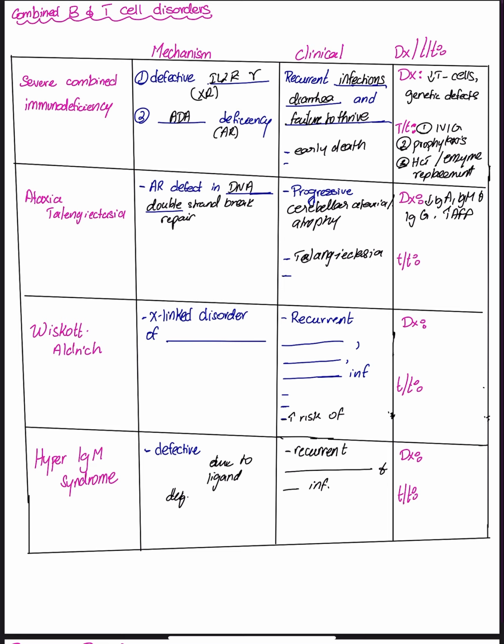Treatment is just supportive with IV immunoglobulin and treat the infections. Third one is Wiskott-Aldrich syndrome, which is an X-linked disorder of WASP gene.